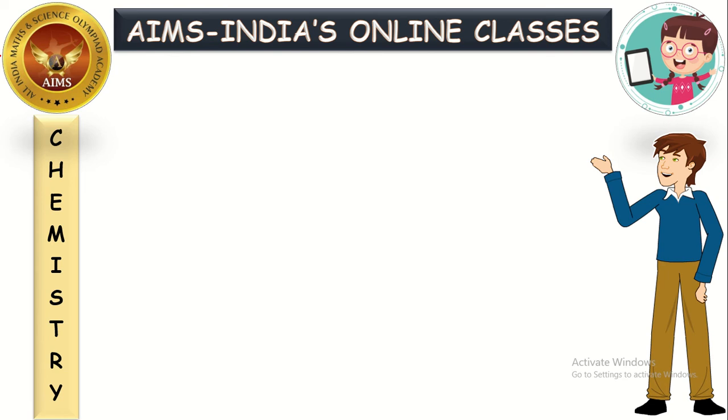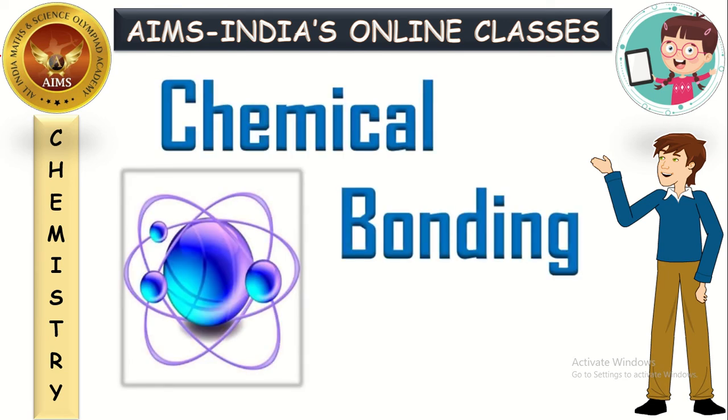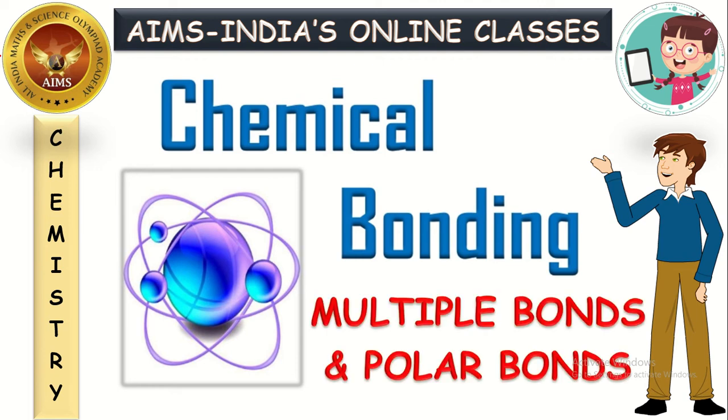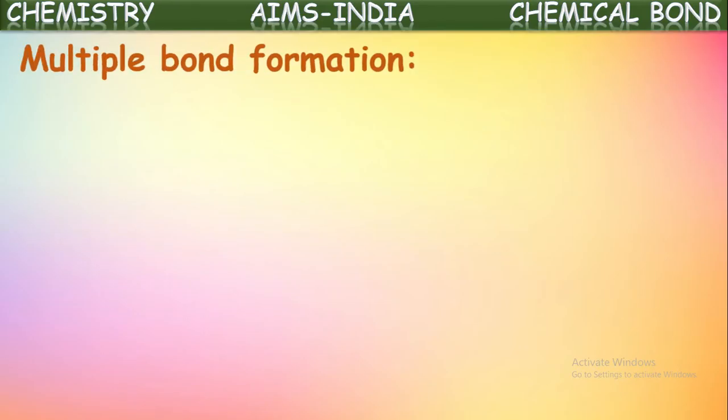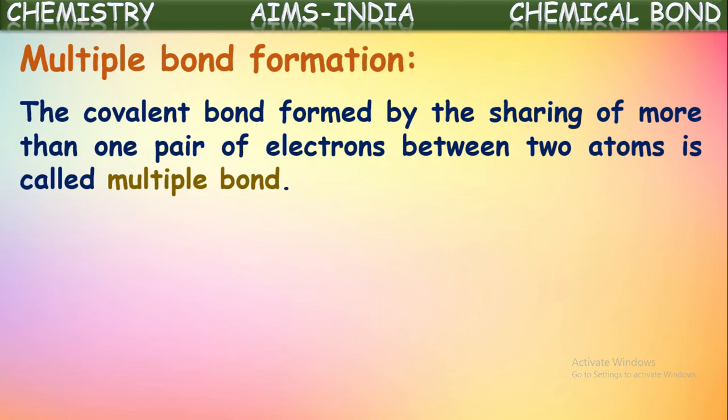This is a chemistry session. Here we are discussing the chemical bonding chapter. In this session we are going to see multiple bonds and polar and non-polar bonds. So we are going to discuss this. First, let us talk about multiple bond formation.